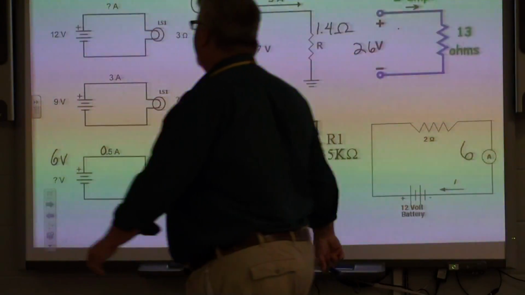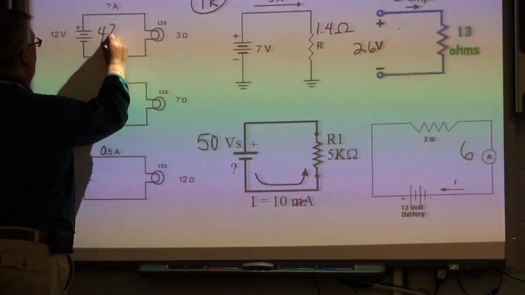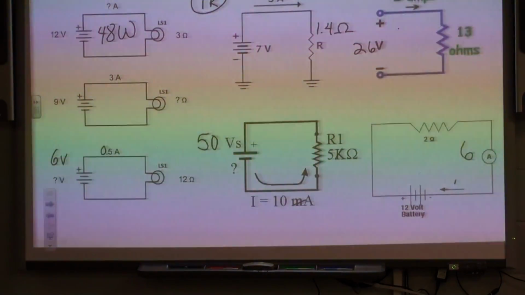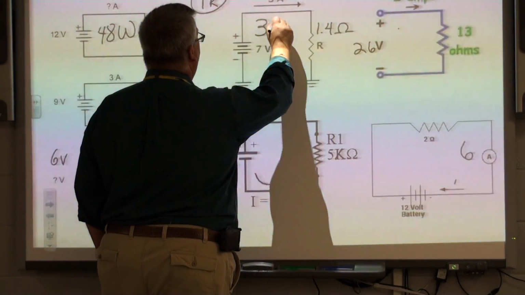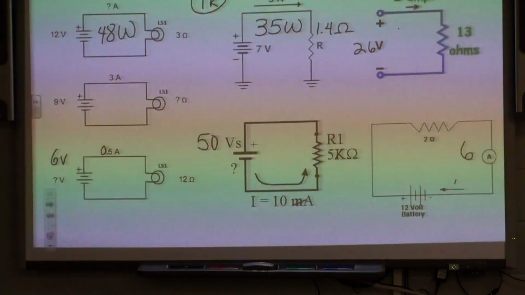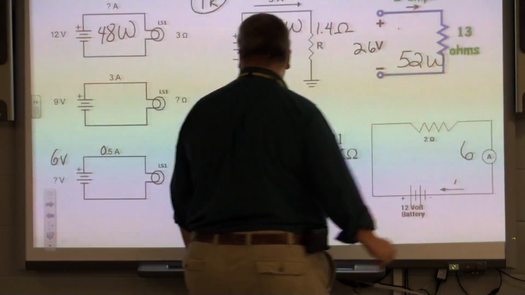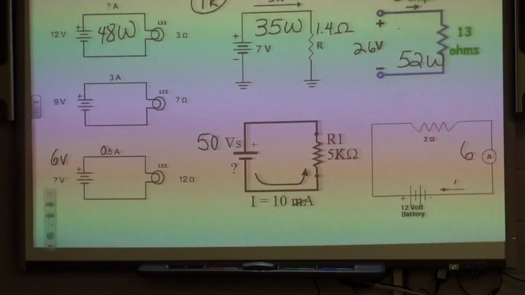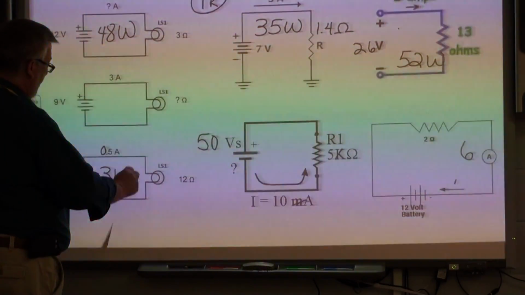All right, what is I times E on this one here? 48. 48 watts. All right, how about here? I times E, 7 volts, 5 amps, 35 watts. How about here? I times E, 2 watts. I times E here, 6 volts times 0.5 amps, 3 watts.